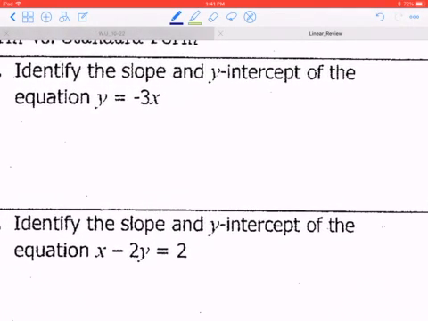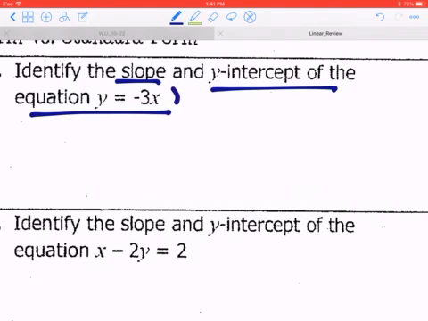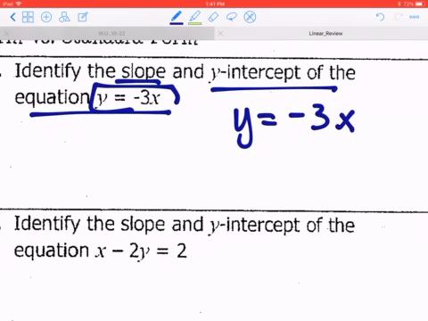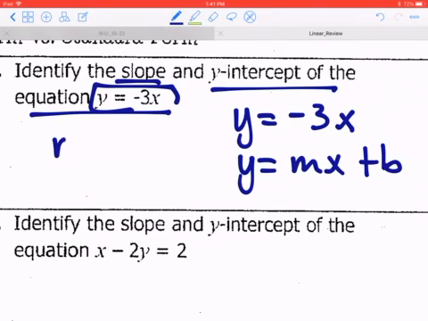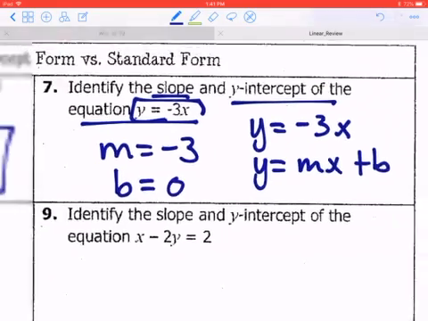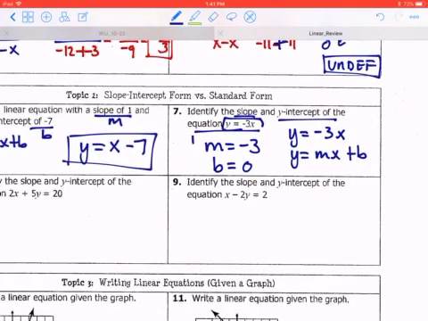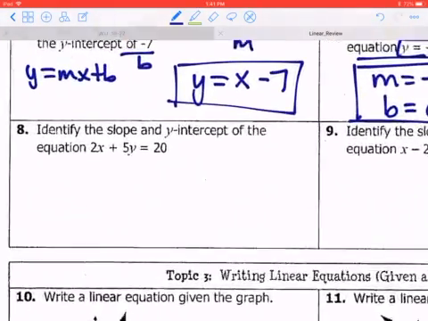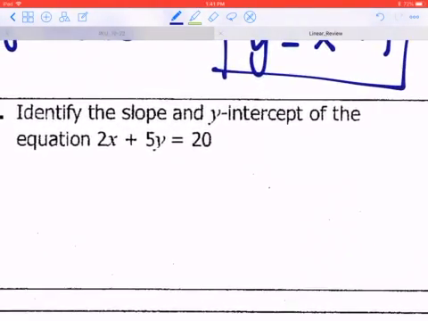Number 7, identify the slope and the y-intercept of the equation. The equation is y equals negative 3x. That means that if it's supposed to be y equals mx plus b, then my slope is negative 3, and my b, which is my y-intercept, is 0. Those are my answers for this one. They just want you to identify them.